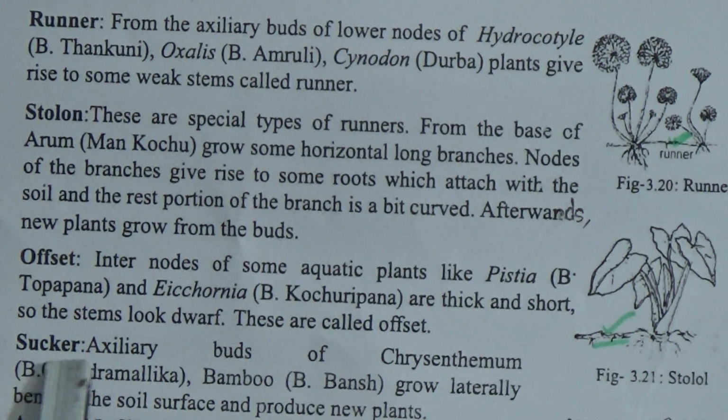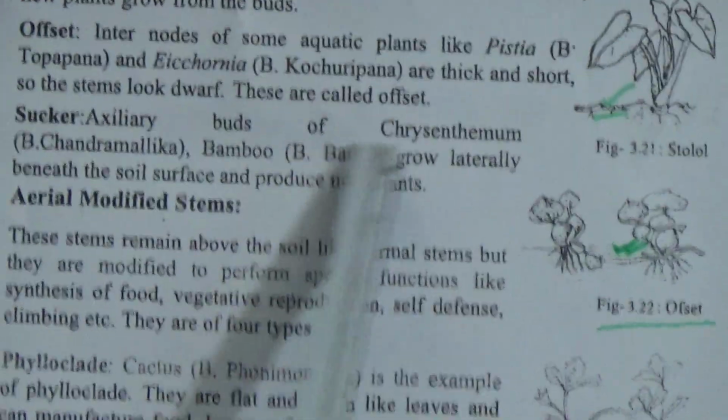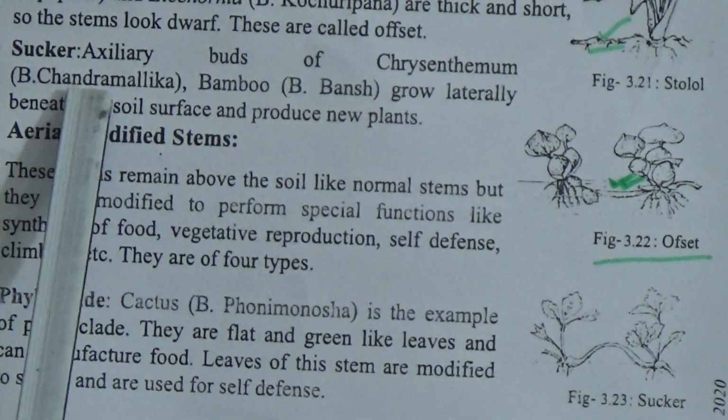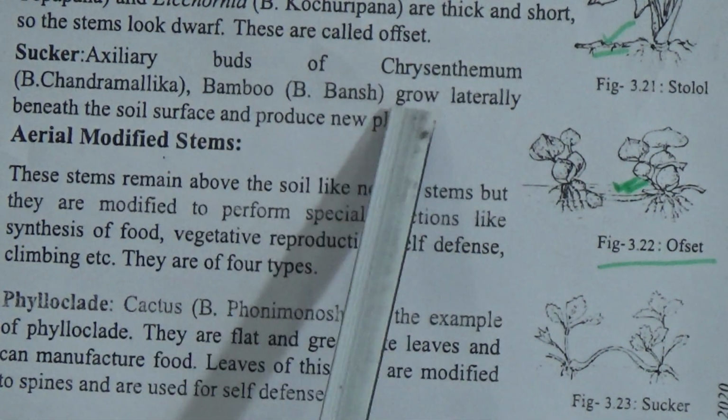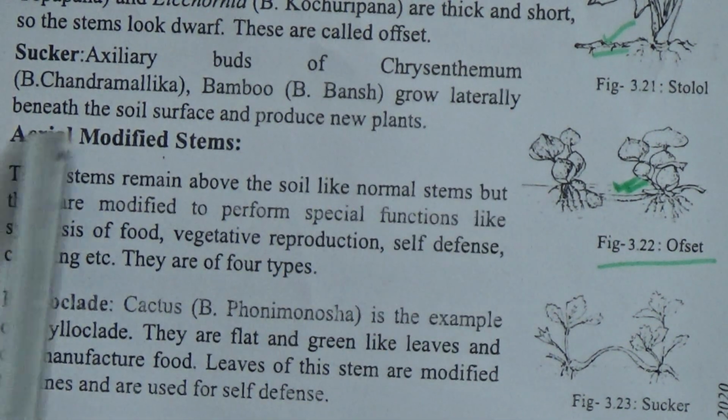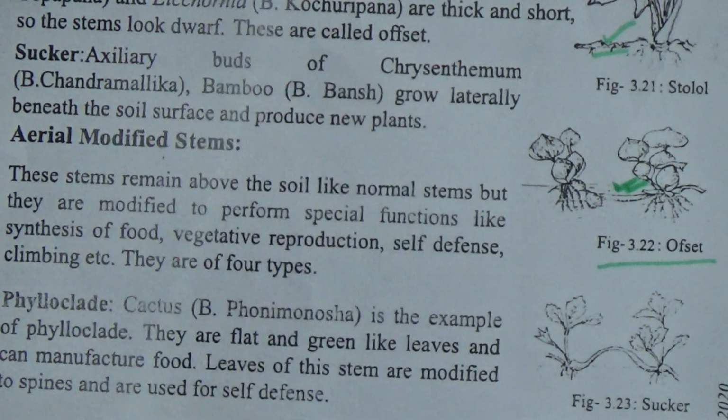Now sucker. Auxiliary buds of chrysanthemum, Bangla name Chandramulika, and bamboo, Bangla name Bash, grow laterally beneath the soil surface and produce new plants.